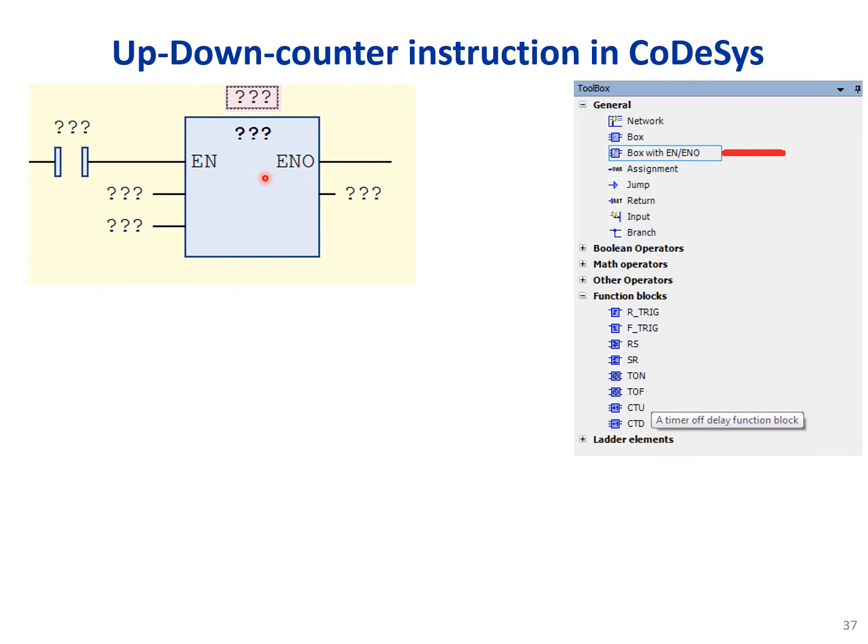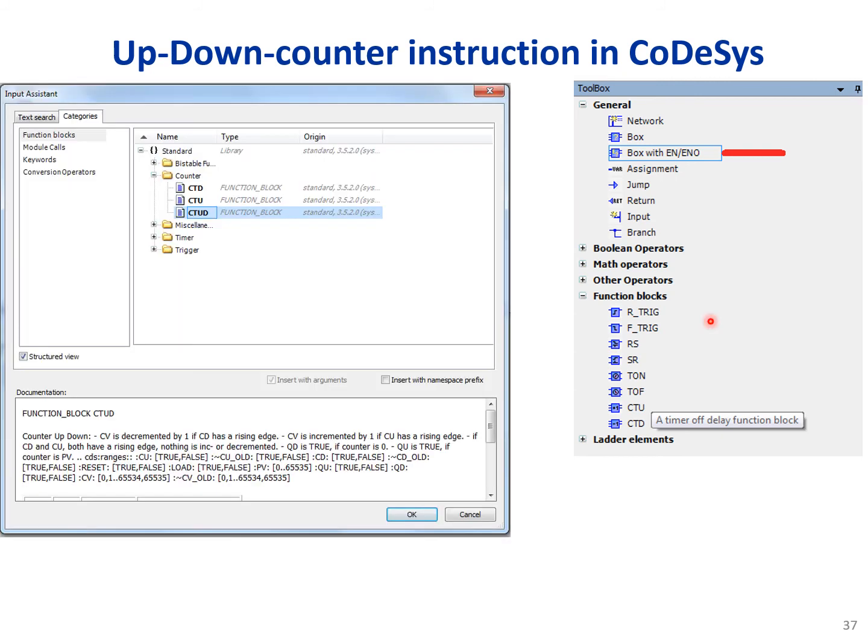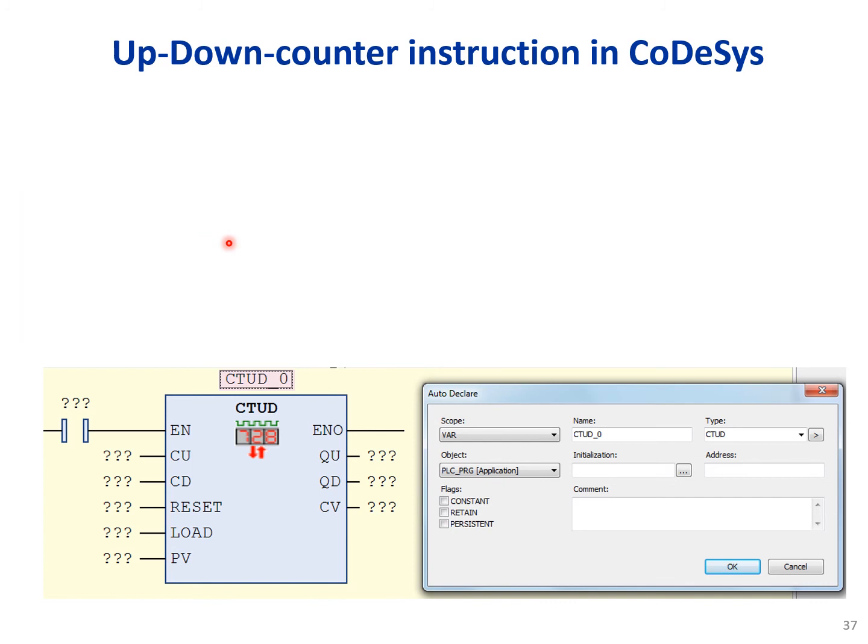So here we have our box. We need to click on these question marks and set the type of that box. Once we click on that, we can choose the type of the counter, which is count up down counter here, and press OK. So here we have our counter now, and we need to just choose a name.